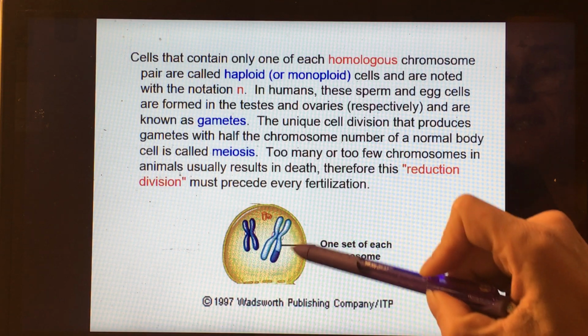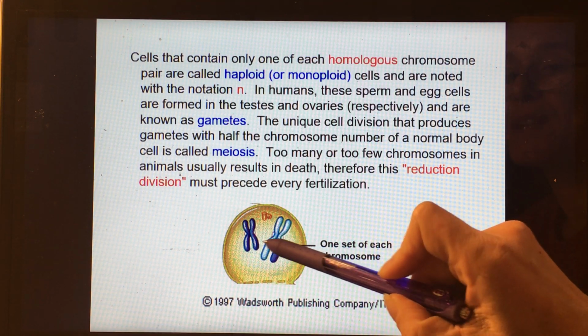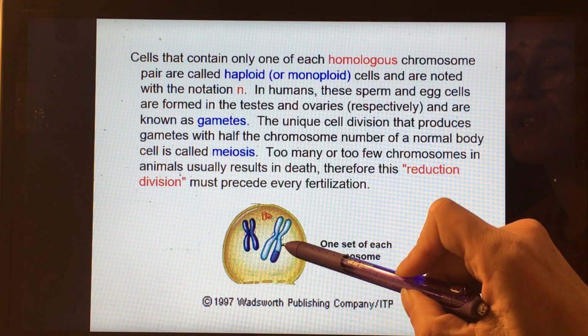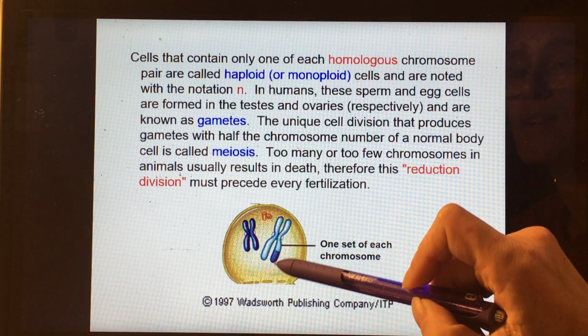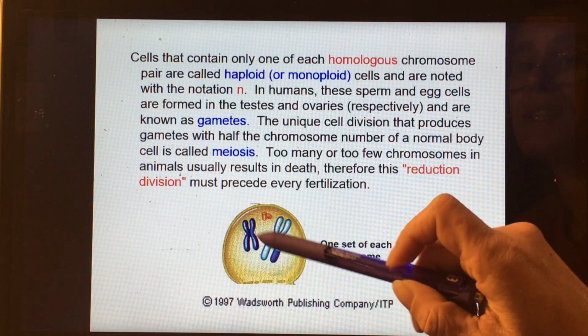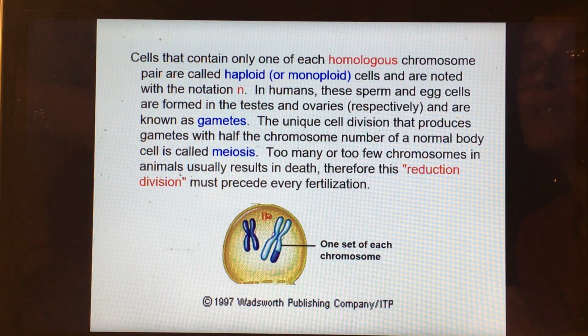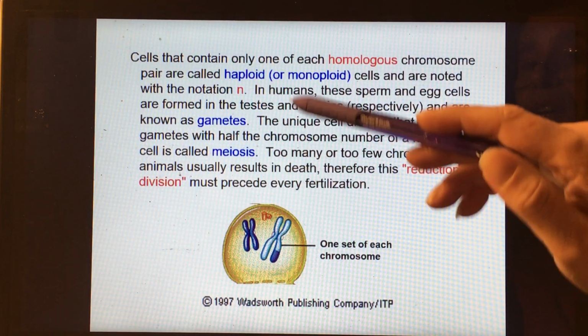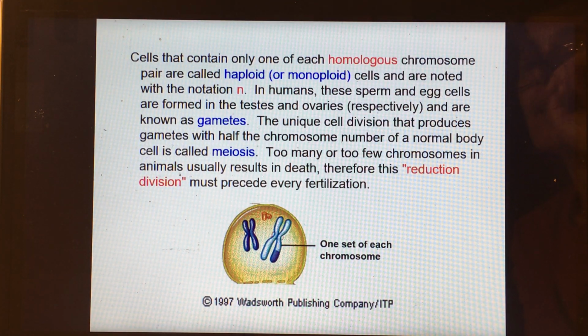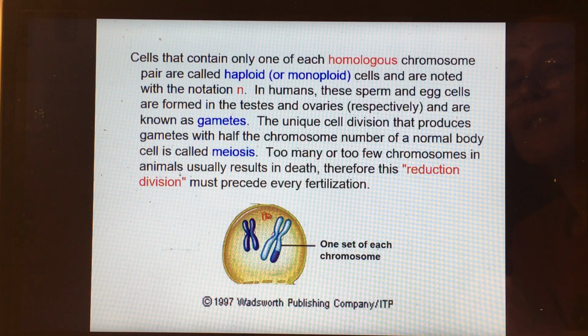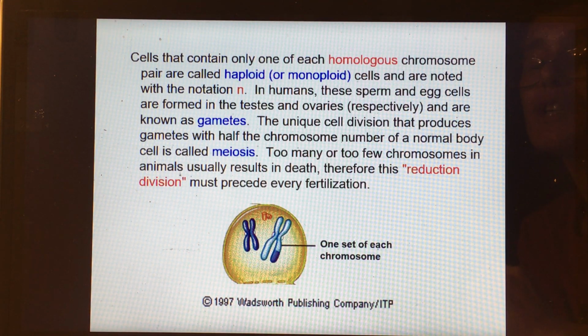So if you look at this cell, we have one chromosome that's smaller and the other one that's larger. And so they're not in homologous pairs. And so there's only 2 chromosomes in this species. Now, meiosis produces gametes. So the production of gametes is called meiosis. It's also sometimes referred to as reduction division because it reduces the number of chromosomes exactly in half, so that when fertilization takes place, you don't have double the number of chromosomes.